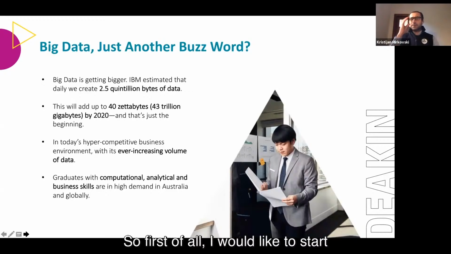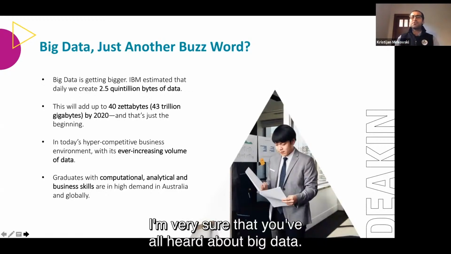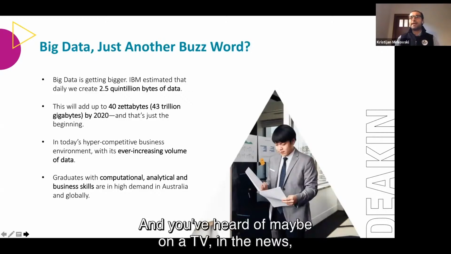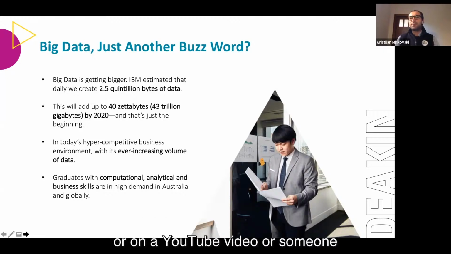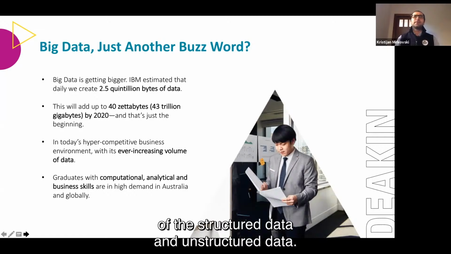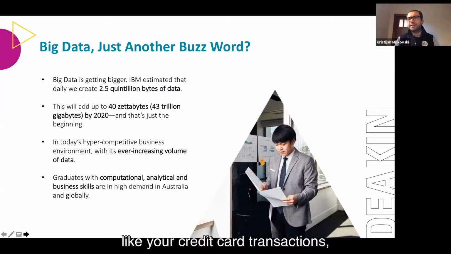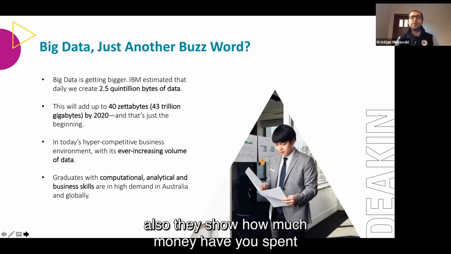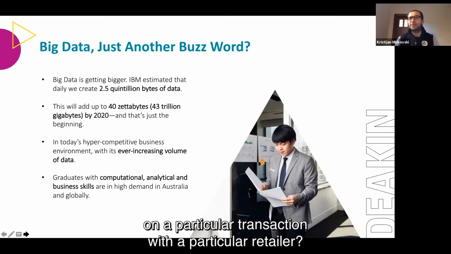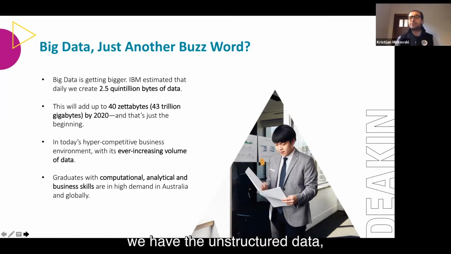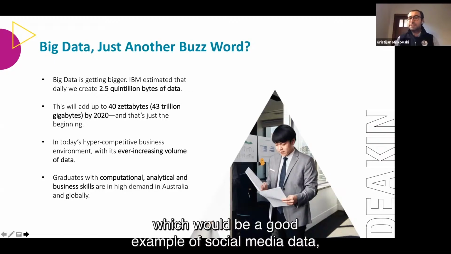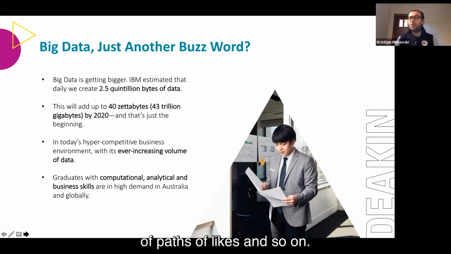First of all, I would like to start with the word big data. I'm very sure that you've all heard about big data, maybe on TV, in the news, on a YouTube video, or someone has mentioned it on social media. It is the sum of structured data and unstructured data. The structured data would be something like your credit card transactions, which have a timestamp and a location stamp, and also show how much you have spent on a particular transaction with a particular retailer. On the other side, you have unstructured data, a good example being social media data, which is made up of pictures, videos, posts, likes, and so on.